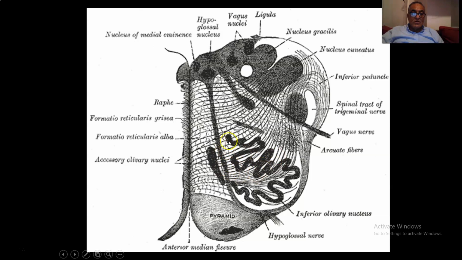This is the olive, pyramid here, the olive, and the olivospinal fibers to the cerebellum. Some say that the inferior olive is responsible for the posture you are taking during hunting. Hunting is no more important nowadays or in the recent age, but in the old days, this was the only way to survive. So it is responsible for taking the posture of hunting, especially in the upper limbs.